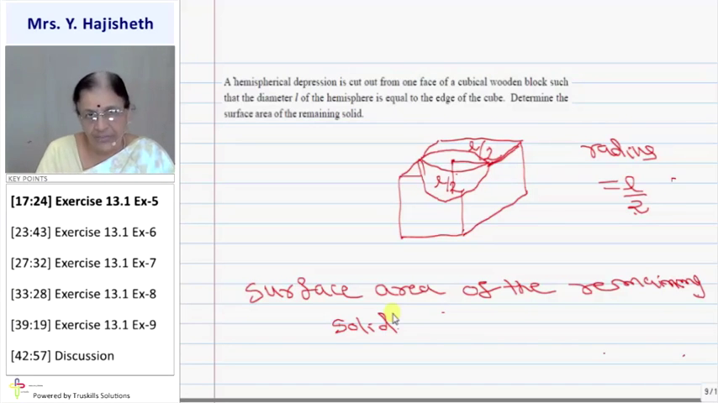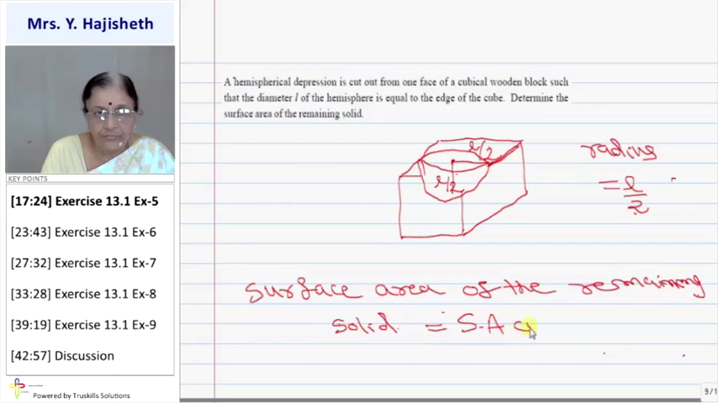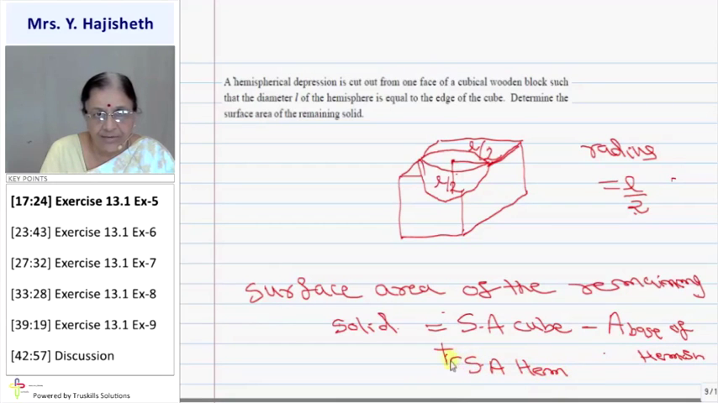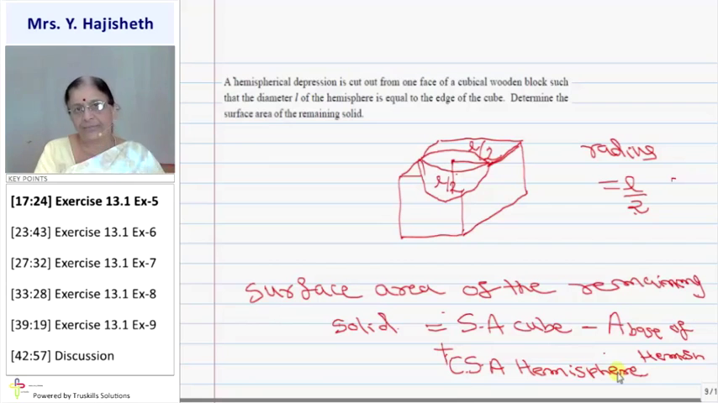So radius will be L by 2. Now what is the surface area of the remaining solid? It is nothing but the surface area of the cube minus the area of the base of the hemisphere, and plus the curved surface area of the hemisphere. Clear? In the depression, the area below will come, right? Clear?